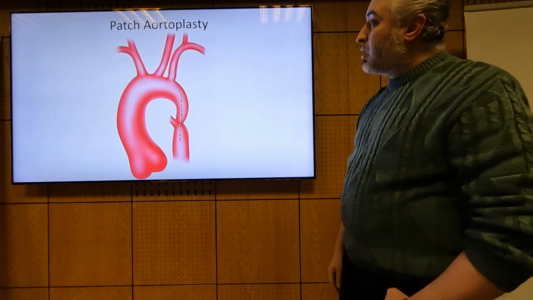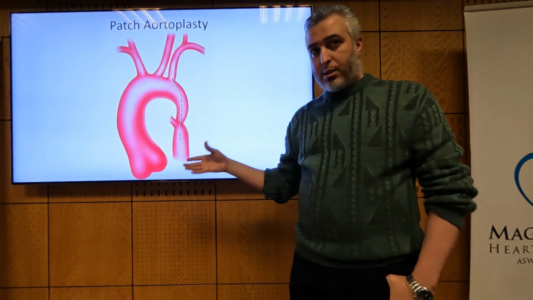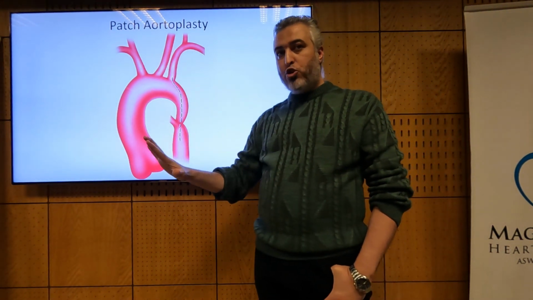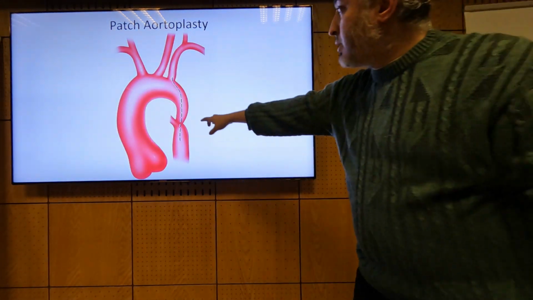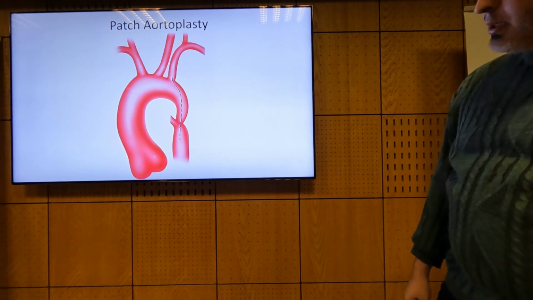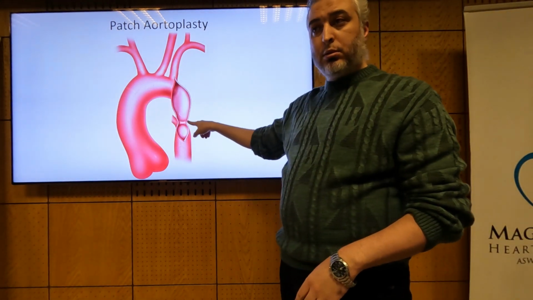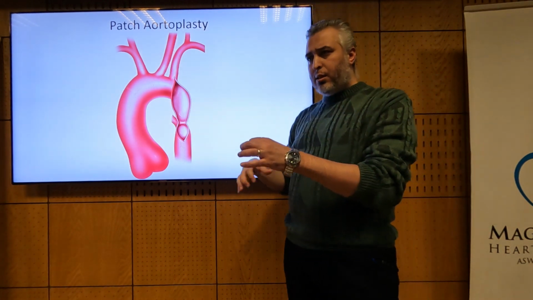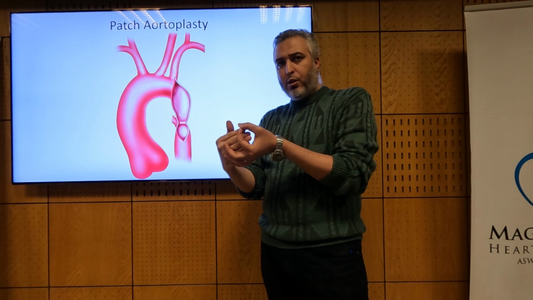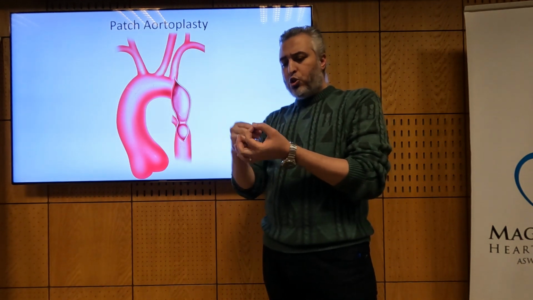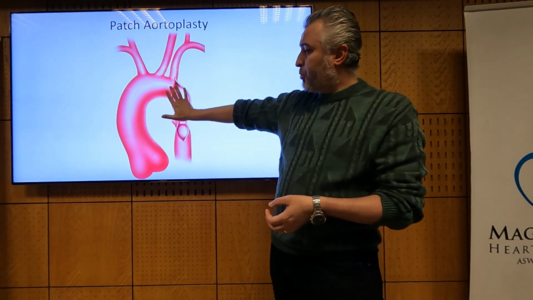The other option is cutting across the coarctation segment, cutting across the narrowing, and then putting a patch there. So if you open across the isthmus, you find the coarctation shelf. Do you remember the picture where you can see the shelf filling most of the lumen? So you just cut off this coarctation shelf and then put the patch.